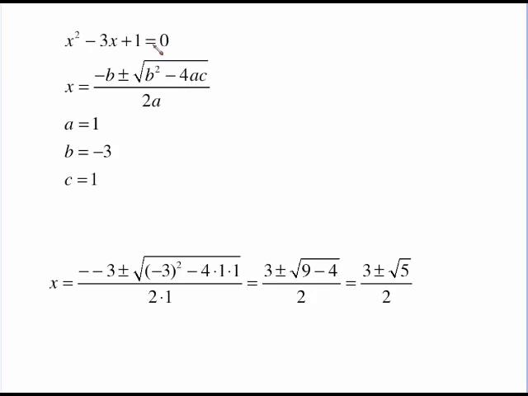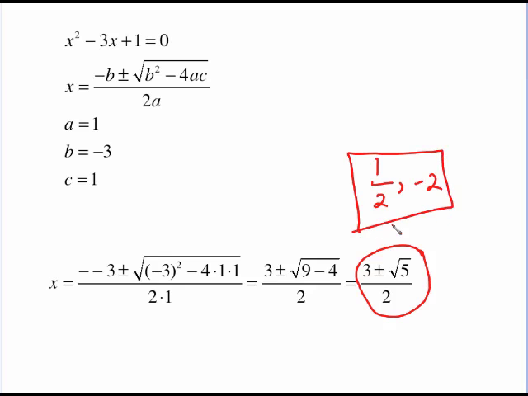Here's my equation. Here's the quadratic formula. Here are the values for a, b, and c. This is the work for stuffing in the a, b, and c, which when you do all this arithmetic, you get 3 plus or minus the square root of 9 minus 4 over 2, which is just 3 plus or minus the square root of 5 over 2. Along with the 1/2 and the negative 2 we found on the other screen gives me my 4 roots or zeros or solutions, whatever you want to call them.